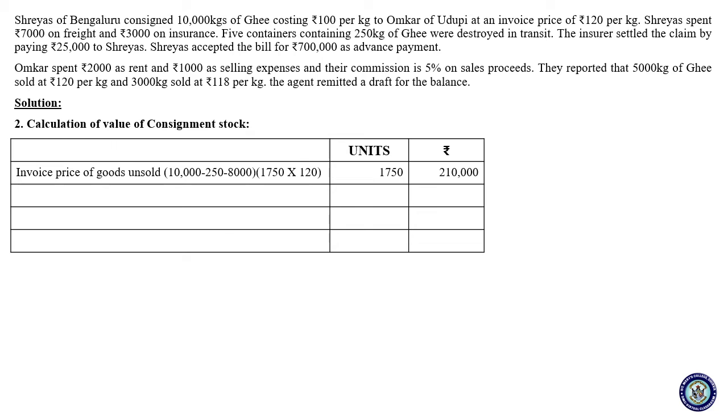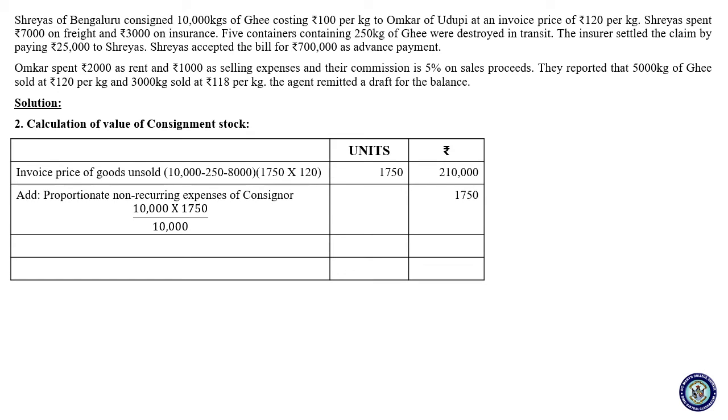Next, you have to add the proportionate non-recurring expenses of the consignor. So cross multiplication. And there are no non-recurring expenses incurred by the consignee, so nil. So the total for 1,750 units is 2,11,750.